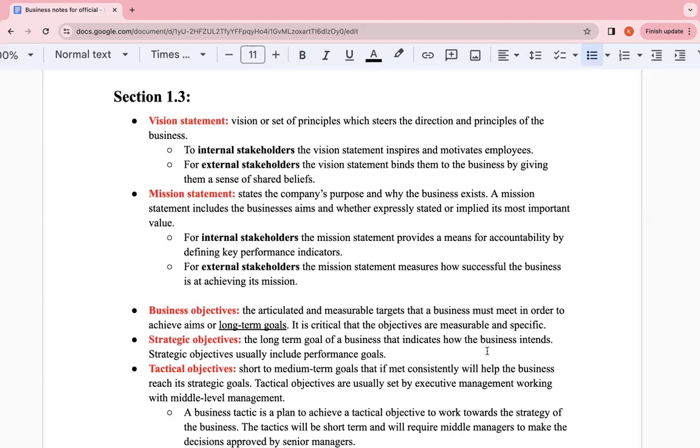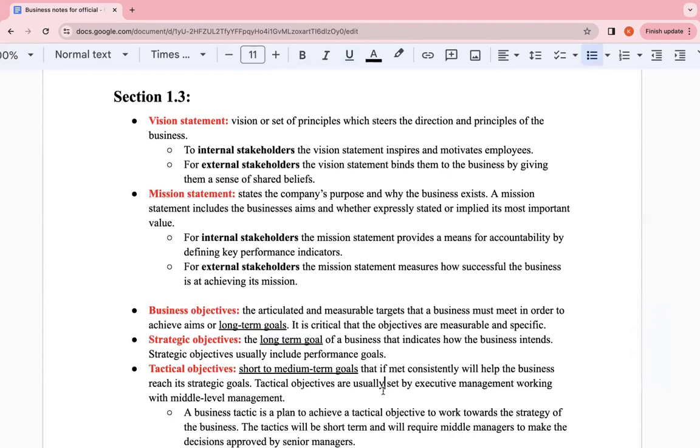Tactical objectives are basically short-term to medium-term goals that, if met consistently, will help the business reach its strategic goals. Tactical objectives are usually set by executive management working with middle-level management. So now you can tell that tactical objectives are done in order to reach strategic objectives, and strategic objectives are done in order to reach business objectives. You can see it in that way, and you can also tell from the terms of the goals whether they're long term or short term. So here we're also going to understand that.